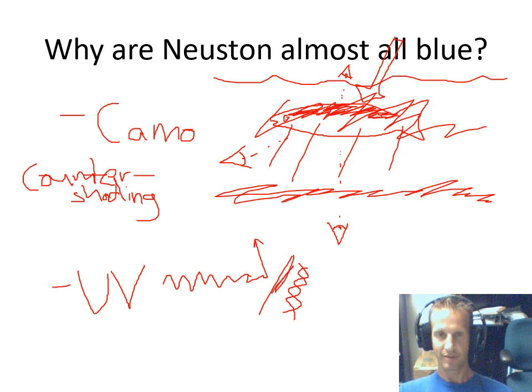So if you've got blue pigments in your skin that reflect these damaging wavelengths of blue and ultraviolet light, then you're protecting the DNA inside your cells, and also you look blue because you're reflecting the blue light, and you're also reflecting the ultraviolet light, which is a wavelength that's kind of close to blue. So it's for UV protection and for camouflage. Those are both reasons to be blue in the pelagic environment.